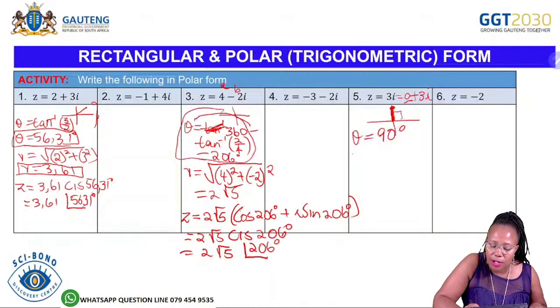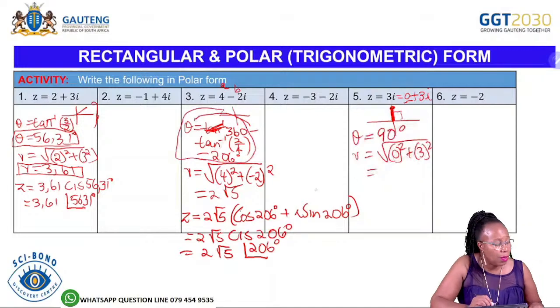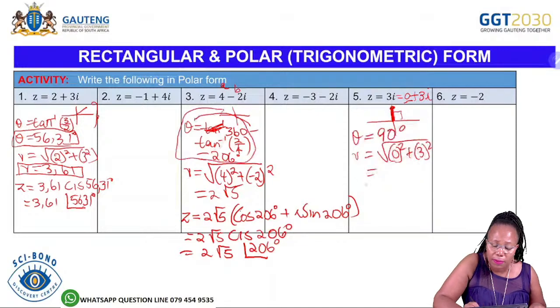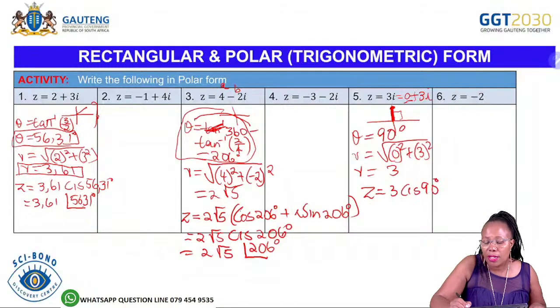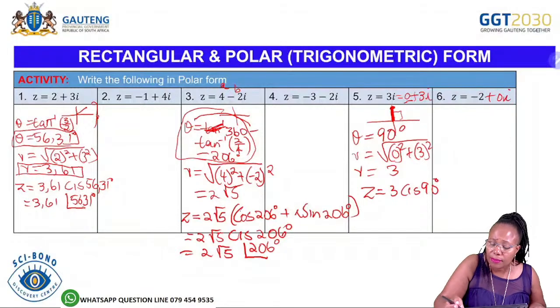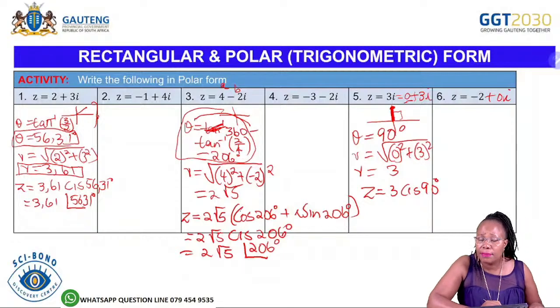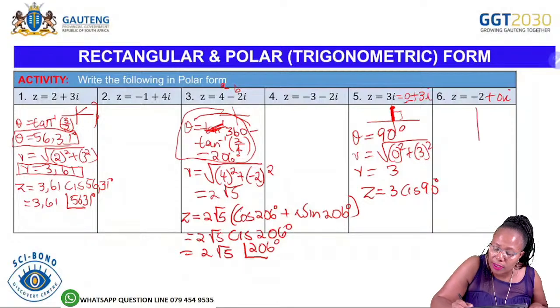And then now we can calculate the R value. With the R we can calculate, that is the A squared and the B squared. And the answer will be just the 3. Okay, R is equal to 3. Then you can have your notation, that is Z is equal to 3 at 90 degrees. Okay, minus 2 plus 0i. Can you see that one? We don't have the imaginary value there.